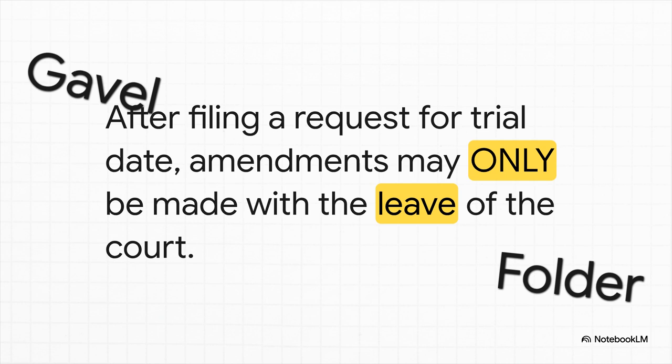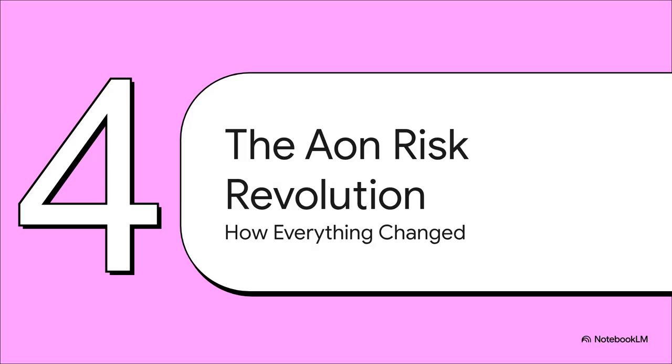Your automatic right to amend is gone. It's extinguished. You are now an applicant. You have to persuade a judge. So, how does a judge decide whether to grant you that leave? What are they thinking about?